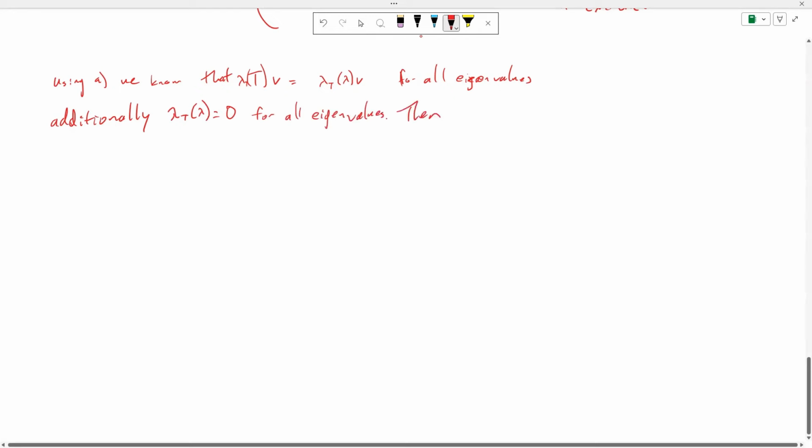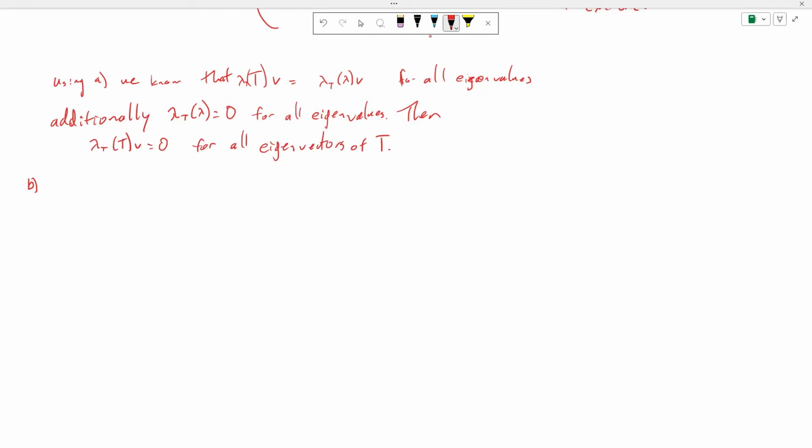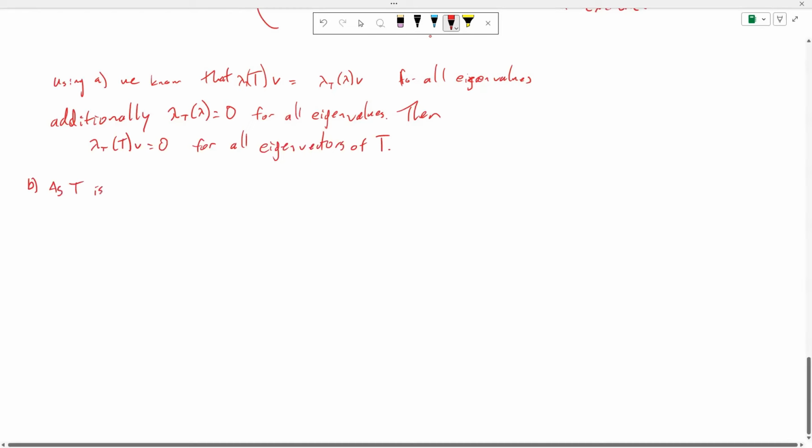Thus, the characteristic polynomial of T of v equals 0 for all eigenvectors of T. So this is the key of the argument for part B. But why? Well, we need to use the fact that all the eigenvectors give us 0. But as T is diagonalizable, there exists a basis of eigenvectors.